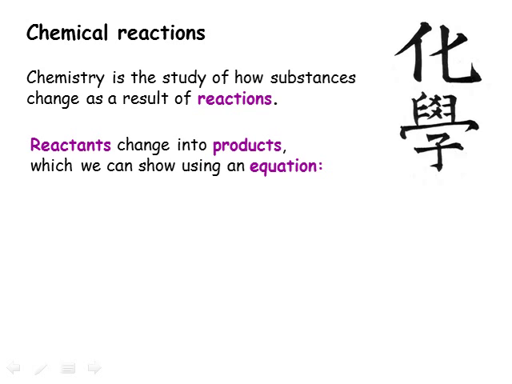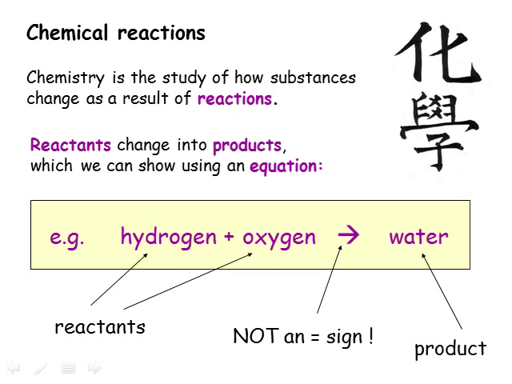We show this using a chemical equation. For example, our reactants might be hydrogen and oxygen. If we allow them to react together, the product we get is water. Notice that we use an arrow meaning reacts to make, rather than the equal sign you were used to from equations in maths.